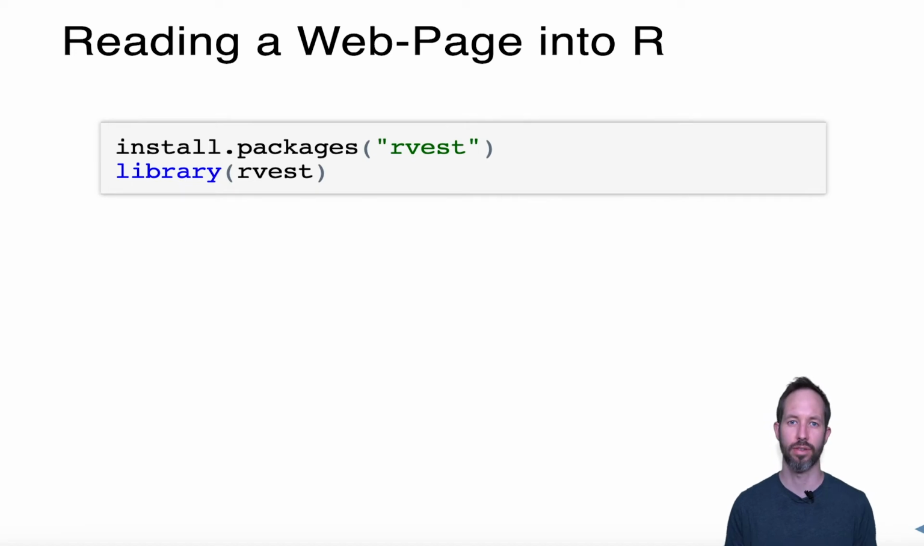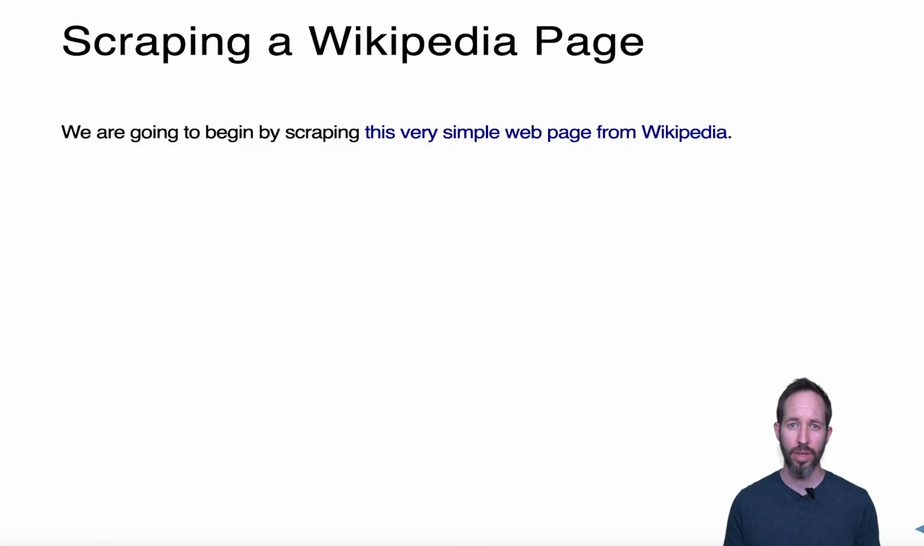So basically, rvest is going to allow us to read in pages and then parse them, or sift through them, for the information we want in order to create the type of database I mentioned at the beginning of this lecture. We're going to begin by scraping a really simple page.